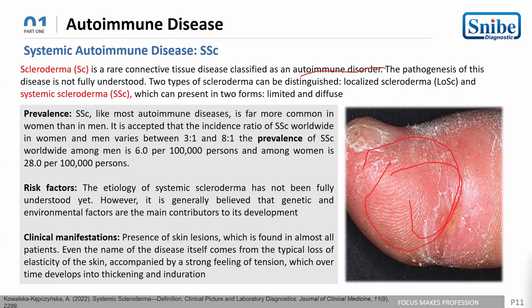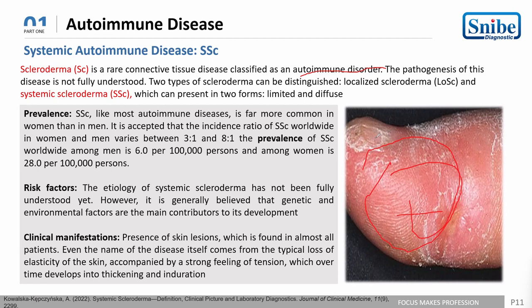So what are the clinical manifestations? The presence of skin lesions is observed in almost all patients. The disease itself comes with a typical loss of elasticity of the skin, which is also damaged, and also a strong feeling of tension, which over time develops into thickening and induration. So for the risk factors and prevalence, as with most autoimmune diseases, it is far more common in women as compared to men. So women are more susceptible as compared to men.